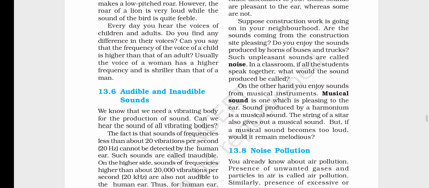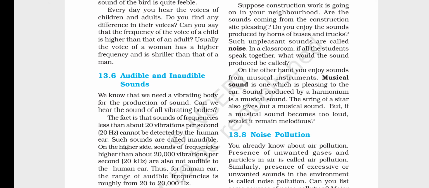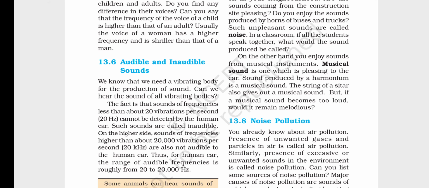Suppose construction work is going on in your neighborhood. Are the sounds coming from the construction site pleasing? Do you enjoy the sounds of horns of buses and trucks? No, such unpleasant sounds are called noise. In the classroom also, if all the students are speaking together and making so much noise, is it pleasing? No, it's disturbing.